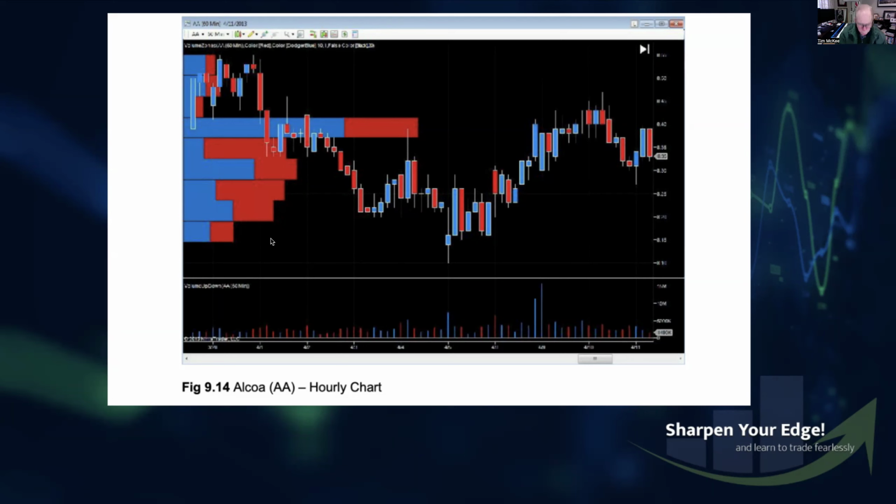This is a really interesting chart. It's an hourly chart this time for Alcoa, but look at the huge volume spike in the center of the volume right here. Right there in the center. It is enormous, and more importantly, is right in line with the current price action, which is in congestion, as we can see right here. There's congestion going on there.